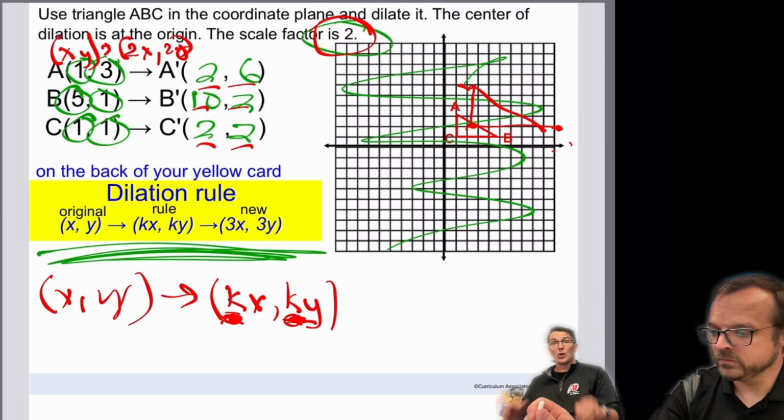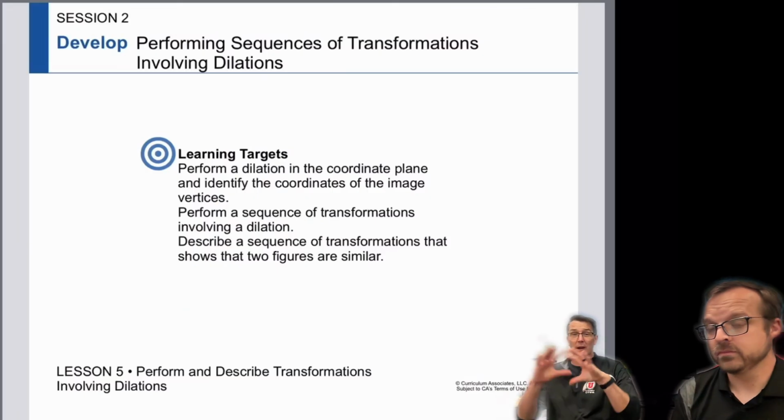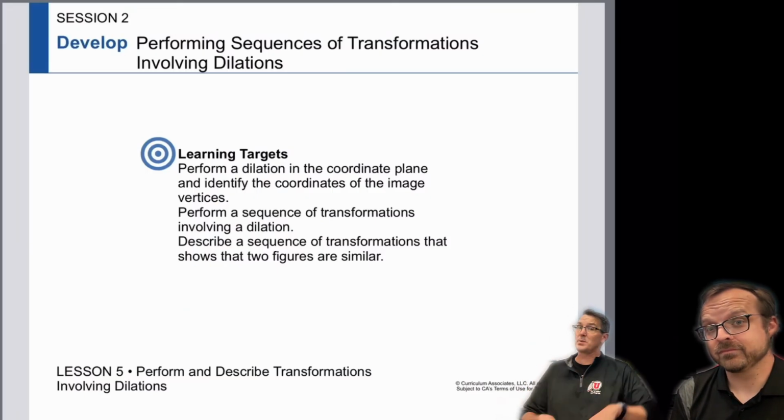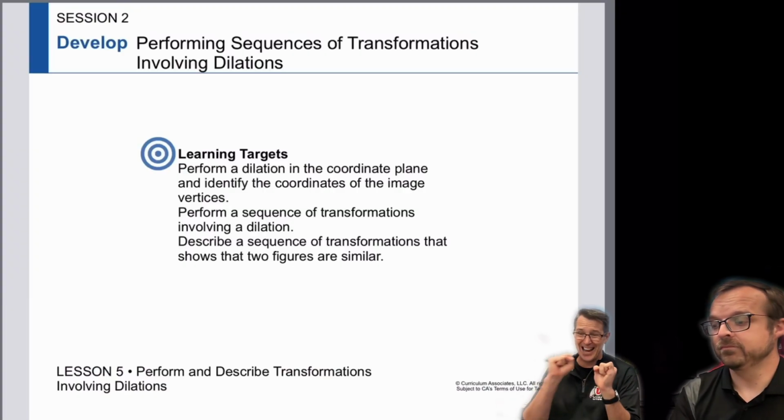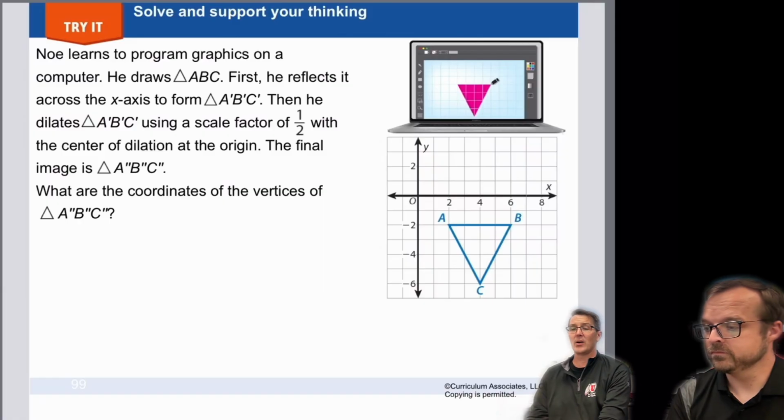Today we're going to be using those rules to do the dilations. If you understand that it's kx, ky, which means whatever your scale factor is, be it bigger or smaller, you have to multiply your x and your y by it. So let's get straight into it. Jump right down. All right, go ahead.